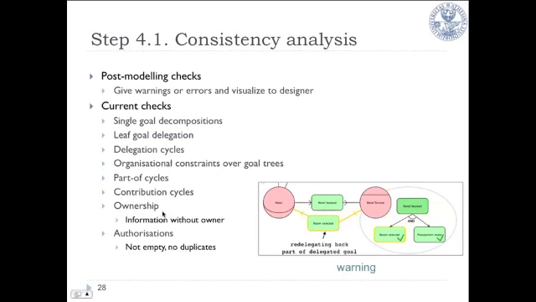For instance, ownership. For the ownership check, we want to check that all information has an owner, so that we can then reason whether this information is manipulated in an authorized way or not. And when it comes to authorizations, we don't want to have empty authorizations or authorizations that specify no information, because they don't express anything, basically.